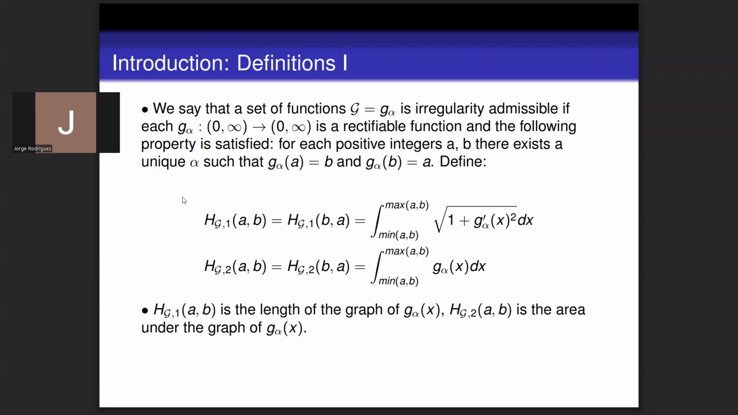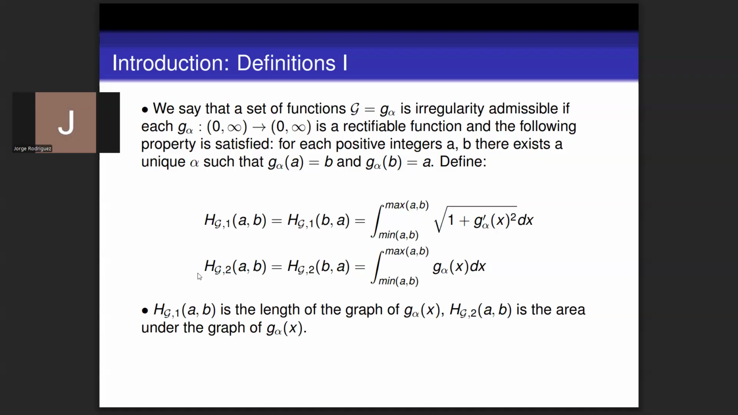So we define the two following objects. This H1 is simply the integral in the interval from the minimum value between A and B to the maximum value between A and B of the square root of 1 plus G prime to the power of 2, which is simply the length of the graph G. The second object, H2, is again the integral between the minimum value of A and B and the maximum value between A and B of the function G, which is simply the area under the graph of G.